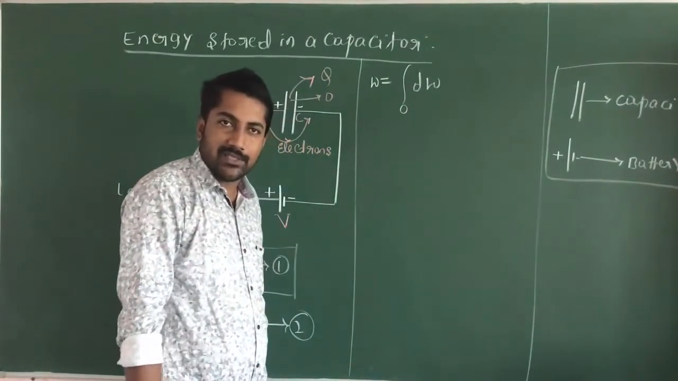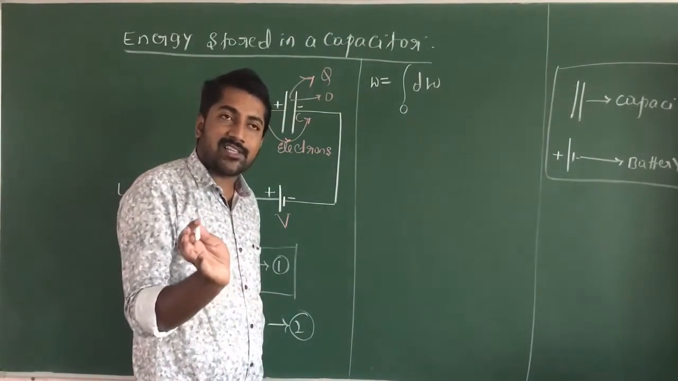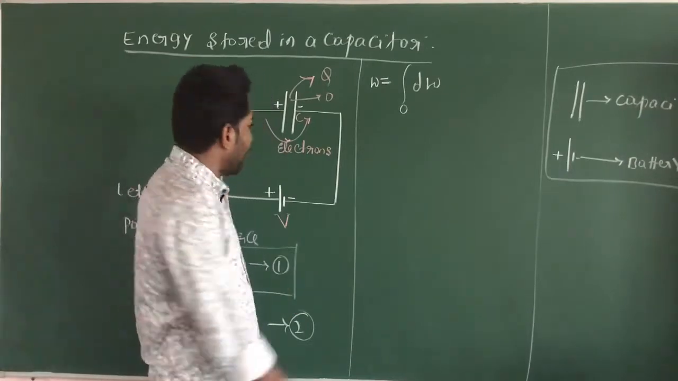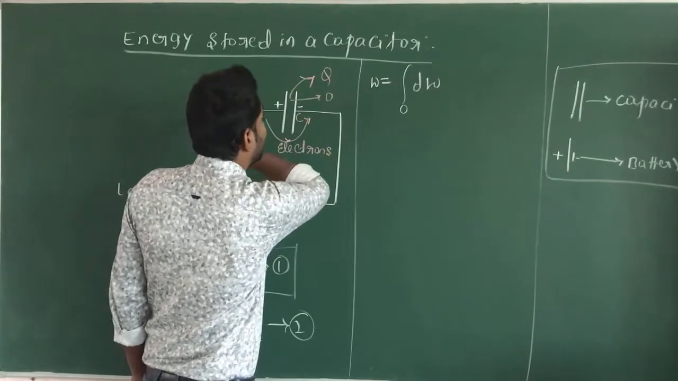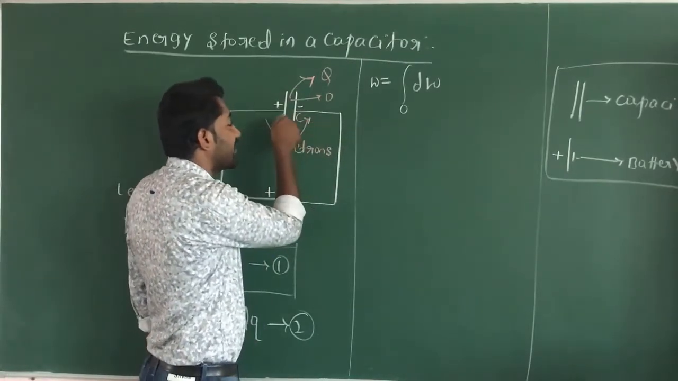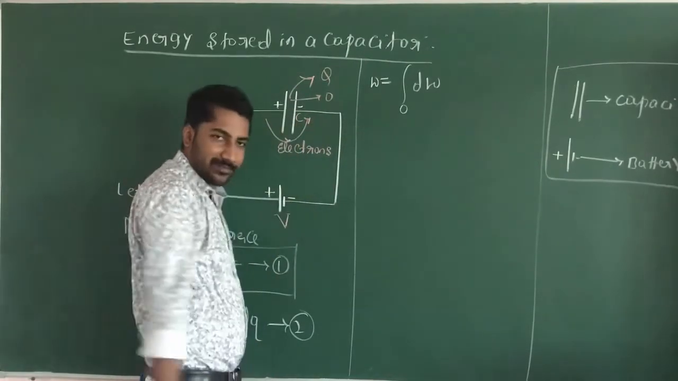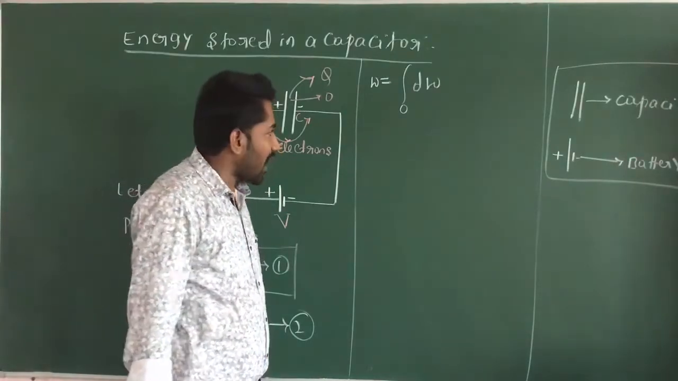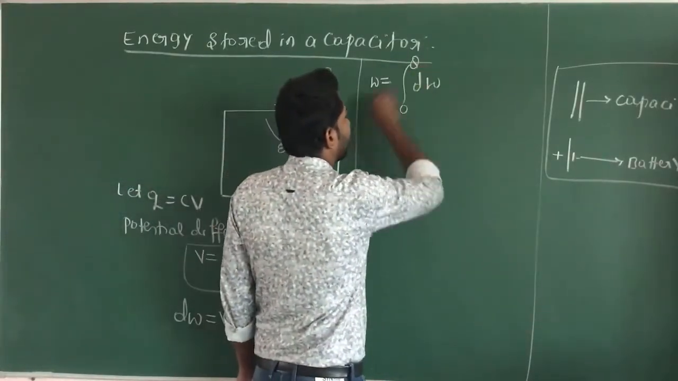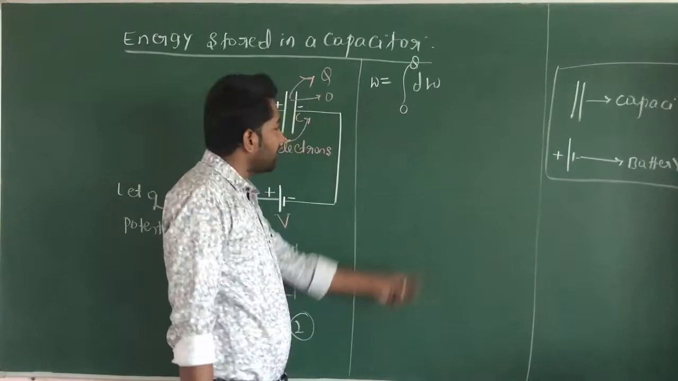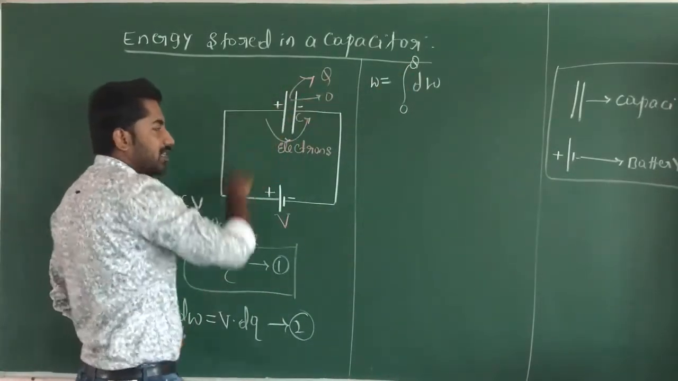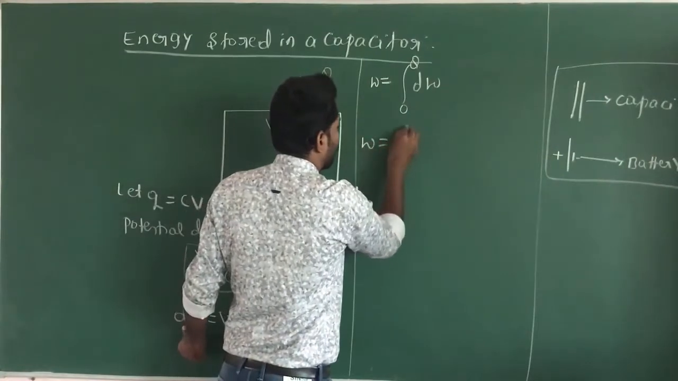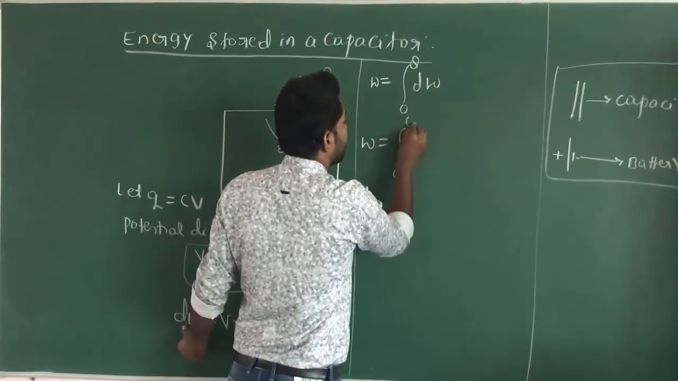When the charge is supplied to this capacitor, it pulls the electrons from the positive plate and transfers the electrons to the negative plate. During this process it stores the charge. The final charge is Q. Integrate between these two limits, 0 to Q. Now substitute the dw value in this equation. We get W is equal to integration from 0 to Q.